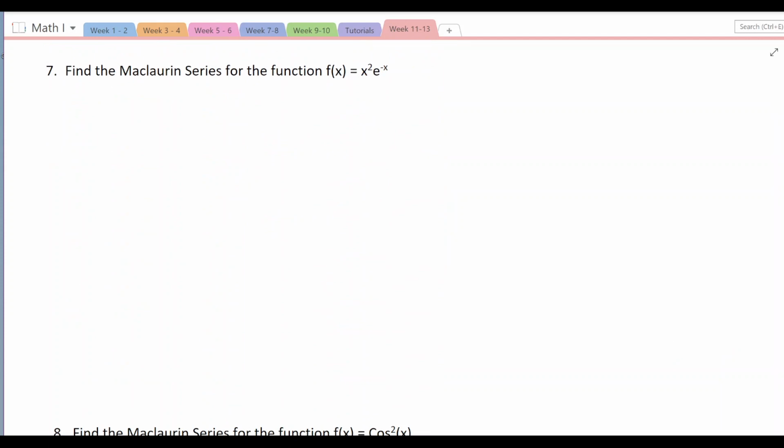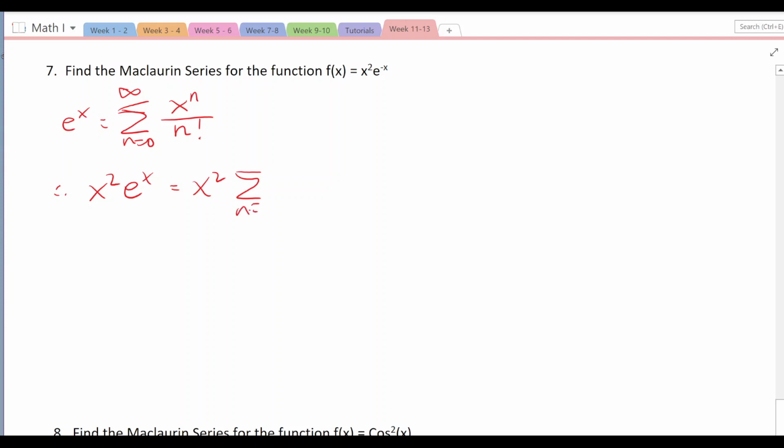So the Maclaurin series of e to the x is the sum from n equals 0 to infinity of x to the n over n factorial, and therefore x squared times e to the x will be x squared times the sum of x to the n over n factorial, which is simply x to the power of... oh wait a minute, the question is e to the negative x.